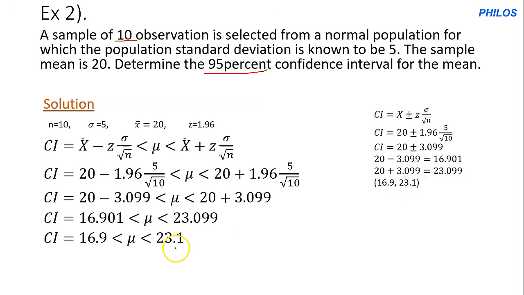You can decide to write your answer in this form or in this form. What matters is the interpretation. So you can conclude that, hence, one can be 95% confident that the population mean will be between 16.9 and 23.1. So that is the final answer to this. So let's go to the next subtopic.